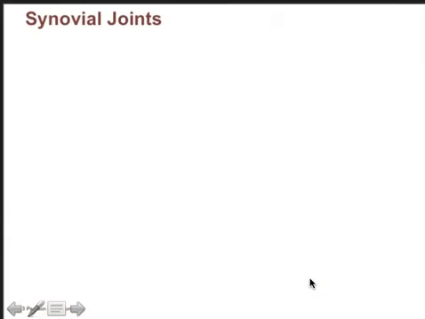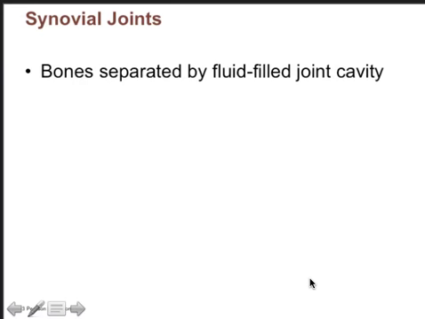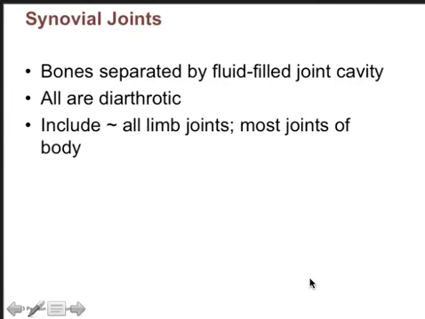Now, synovial joints are completely different. These are bones that are separated by a fluid-filled joint cavity, and all of these are diarthrotic joints, and they include all the limb joints and most of the joints of the rest of the body. Examples of synovial joints include the shoulder, the hip, the elbow, the knee, the joints between the fingers, the joints between the ankle and where the tibia and fibula articulate with the talus. Basically, any joint that you think of as freely movable is a synovial joint.